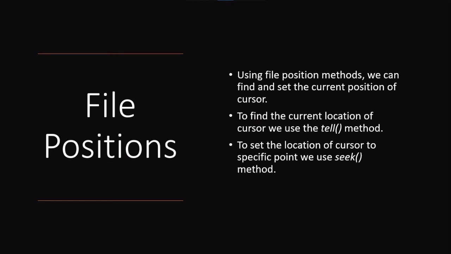Let's understand file position methods in Python. Using them we can find and set the current position of the cursor, that is, we can move our file handle or the file object. To find the current location of the cursor we will use the tell method, and to set the location of the cursor we will use the seek method.